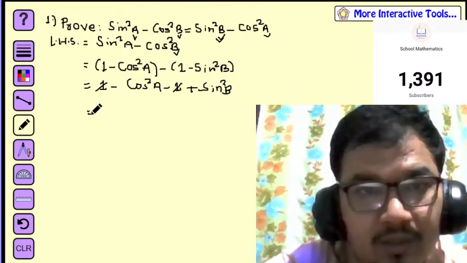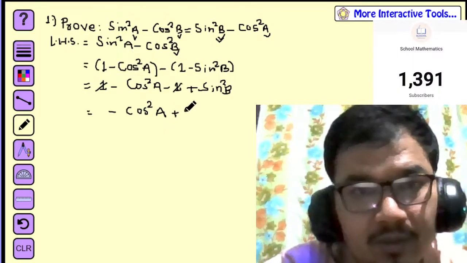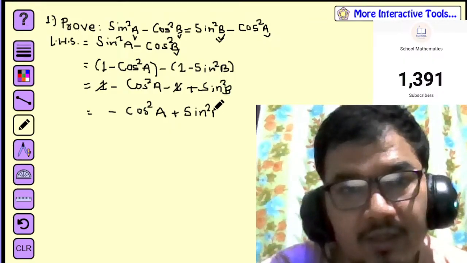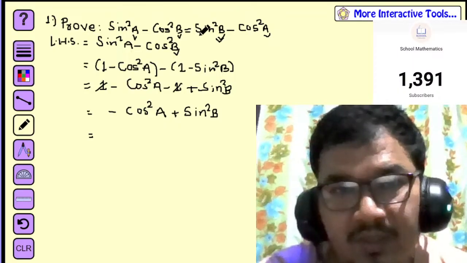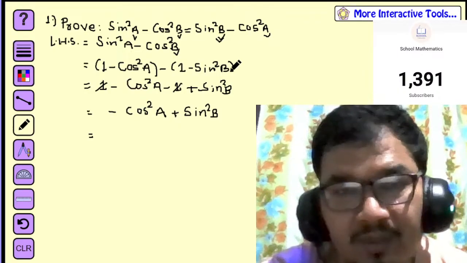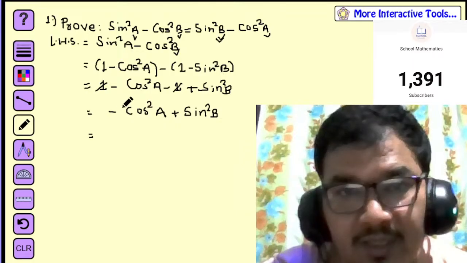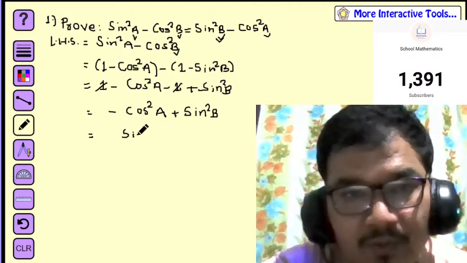Then what is remaining here? Here is remaining minus cos square A, okay? Cos square A is remaining here, and here is remaining plus sine square B, okay? And according to our result on the right hand side, look there, sine square B is positive, that's what is written first, and this cos square is negative, that's what is written back, okay. We can change their place, back and front, okay.